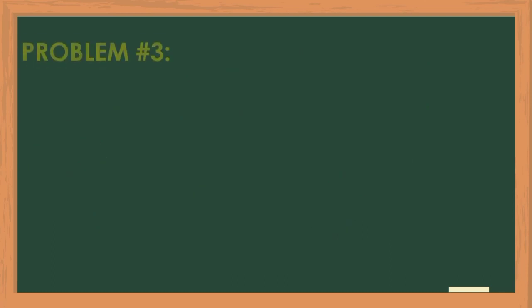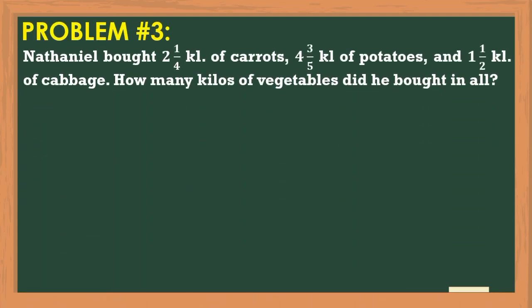So, for problem number 3, Nathaniel bought 2 and 1/4 kilos of carrots, 4 and 3/5 kilos of potatoes, and 1 and 1/2 kilos of cabbage. How many kilos of vegetable did he buy in all? So, ang gagawin lang po natin dito is i-add lang po natin silang lahat. Okay? So, ang solusyon po, 2 and 1/4 plus 4 and 3/5 plus 1 and 1/2. Okay.